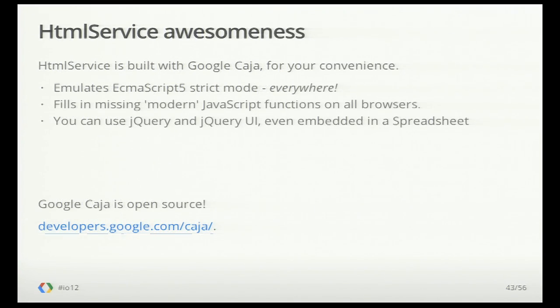Now, it's not just about limitations. HTML service also gives you some awesome new stuff that you wouldn't get with just plain old JavaScript. First of all, we emulate ECMAScript 5 strict mode everywhere, which means that regardless of what browser you are actually running on, you know what version of JavaScript is actually running. It will always be the same. We fill in missing modern JavaScript functions in all browsers. If you've used array.map, function.bind, object.keys, these really super useful functions that exist in modern browsers, well, now they're available in every browser, not just Firefox, Chrome, Safari, and Opera. So you can use all these modern functions on any browser you like.